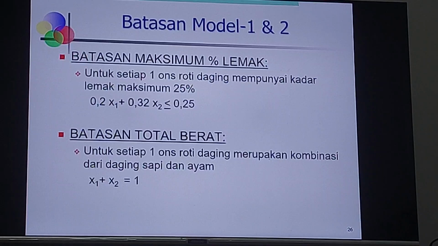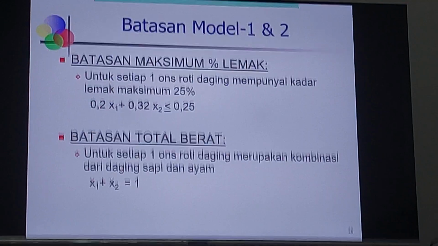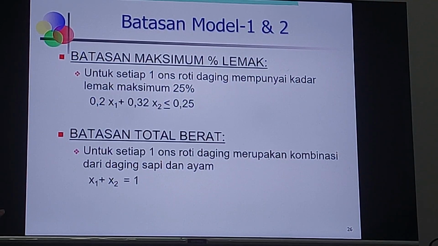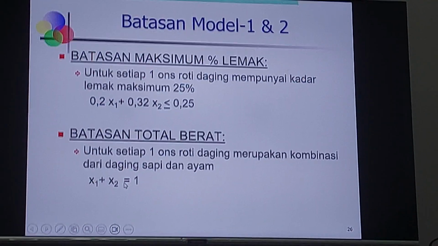Also, we can mix beef and chicken. We have to mix, or use only 1 if you want, if that's the optimal one. Sure. 1 ounce of beef and 0 ounce of chicken. Still fine, I think so. Right? But how about 1 ounce of chicken and 0 ounce of beef? The total is still 1. This is 0, this is 1. Still fine, right?